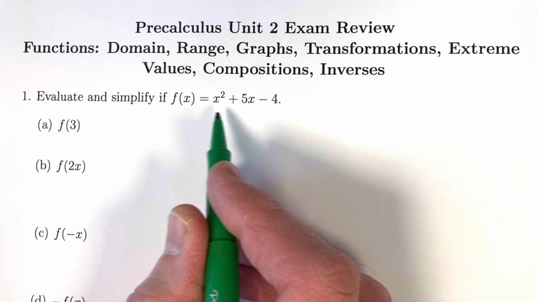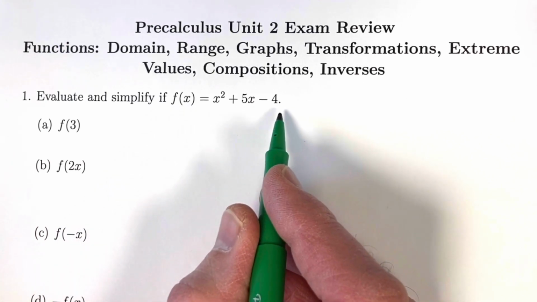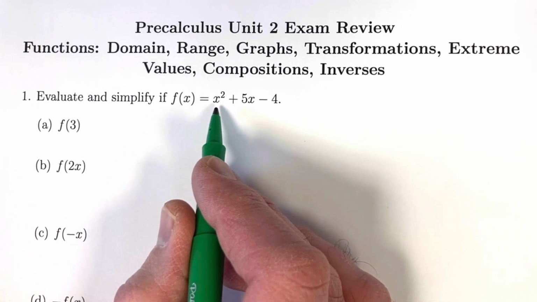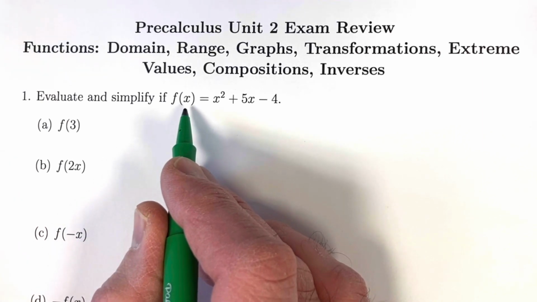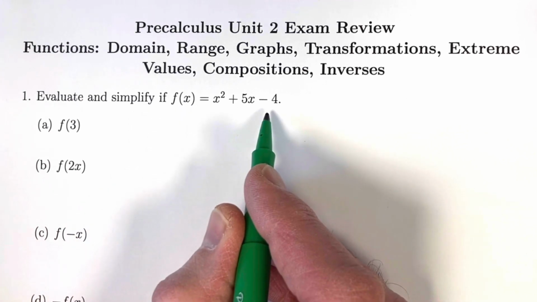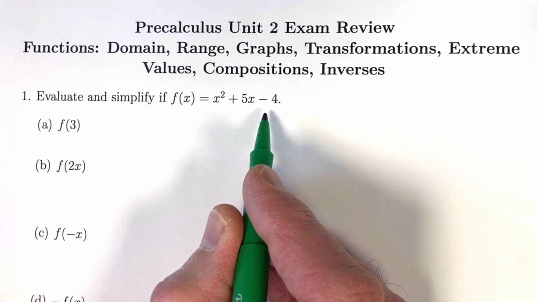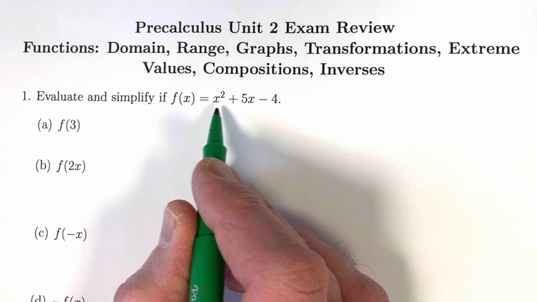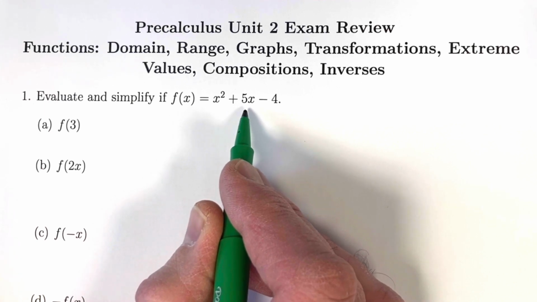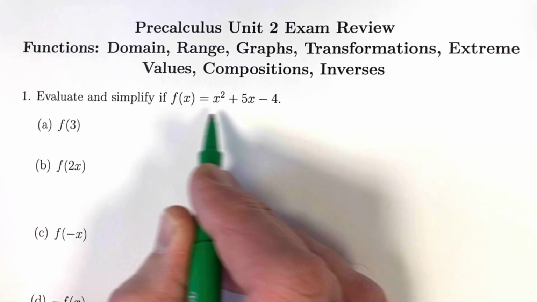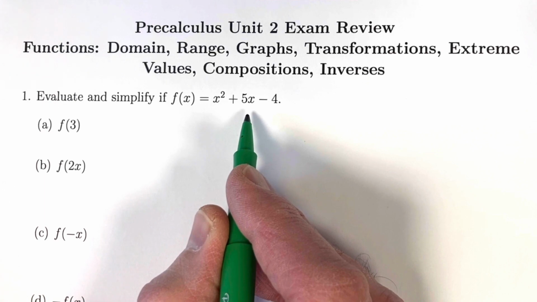In problem number 1, we have various parts where the directions say to evaluate and simplify when the function f of x is defined by this quadratic expression involving x squared. F is the function name, x is the letter representing the input for the function, the independent variable, and this expression for any value of x gives you the output of the function, x squared plus 5x minus 4. We need to take the expression x, square it, then add 5 times that quantity, and then subtract 4. We could call this value y, but we don't have to.